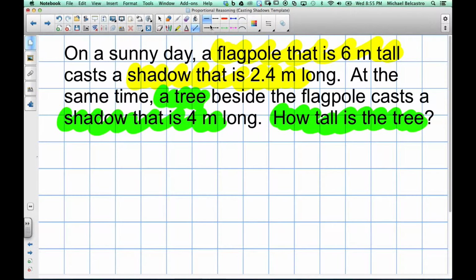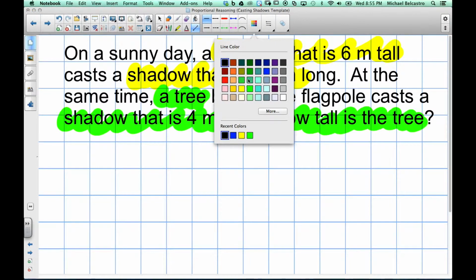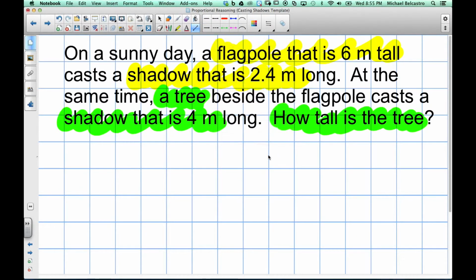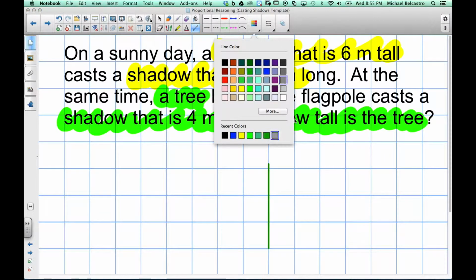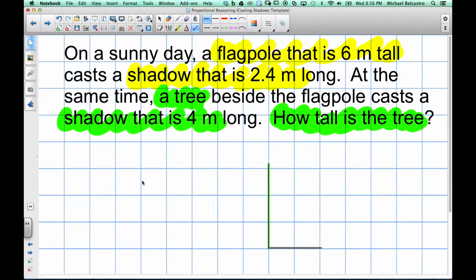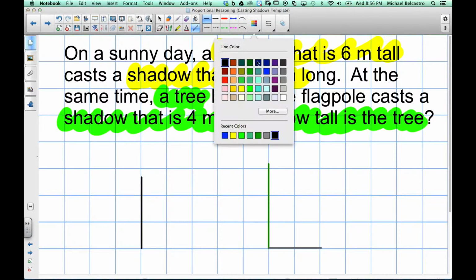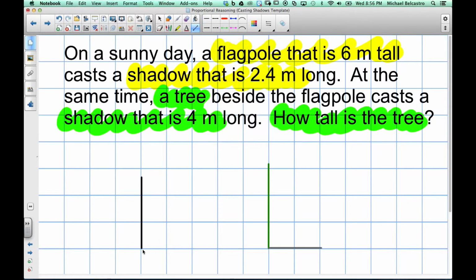So let's represent this relationship. First, let's build our tree here. This line is going to represent our tree, and this will be the shadow coming off of the tree. And then we'll do the flagpole. The flagpole will be a little shorter, and the reason I know that is because the shadow of the flagpole is a little shorter than the shadow of the tree, which would mean the tree's height must be taller, assuming everything else is the same.